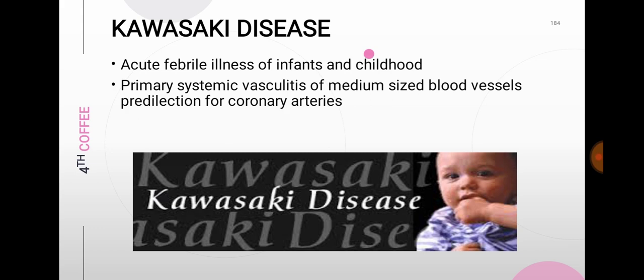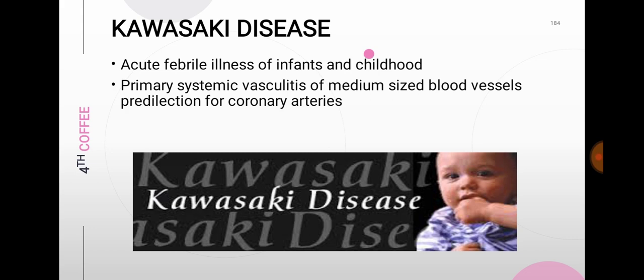There's primary systemic vasculitis, mostly involving your medium-sized vessels, with predilection to the coronary arteries. So the top 3 countries with high incidence of Kawasaki, of course, number 1, Japan, where it was discovered by Kawasaki, followed by Korea and Taiwan. According to the local data by the Philippine Pediatric Society, we have almost 2 million cases between 2007 to 2014. Peak incidence of KD, as I mentioned, is between 1 to 5 years old, with male preponderance.